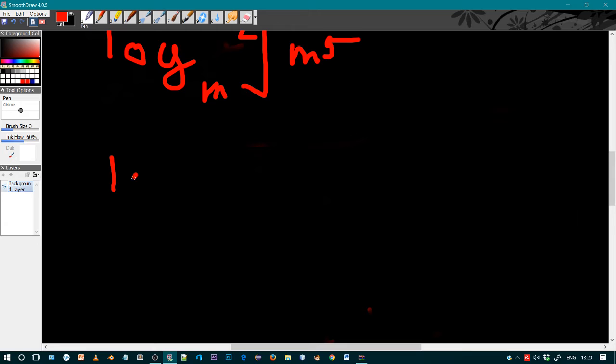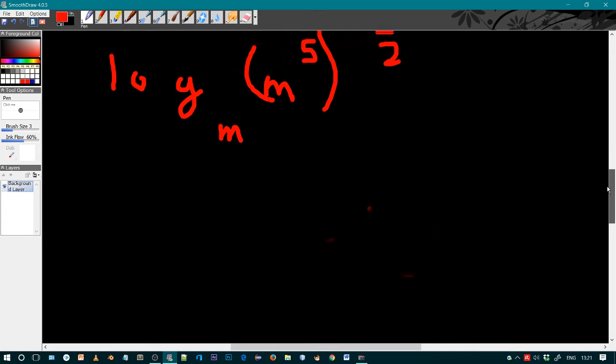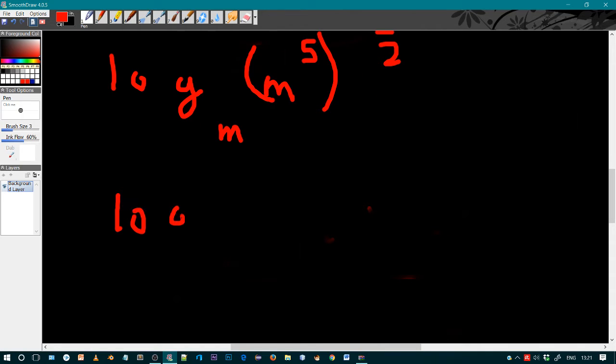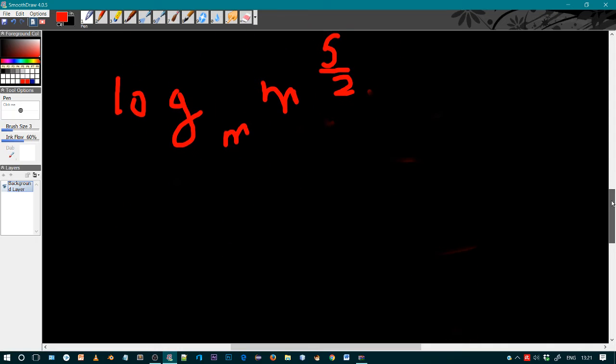So the way we do this is log base m. We know that square root is a power of half. So m to the power 5, to the power half. M to the power 5 to the power half, and this will become log base m of m to the power 5 by 2. So in this expression, it's not completely simplified. There is another rule which comes into play.